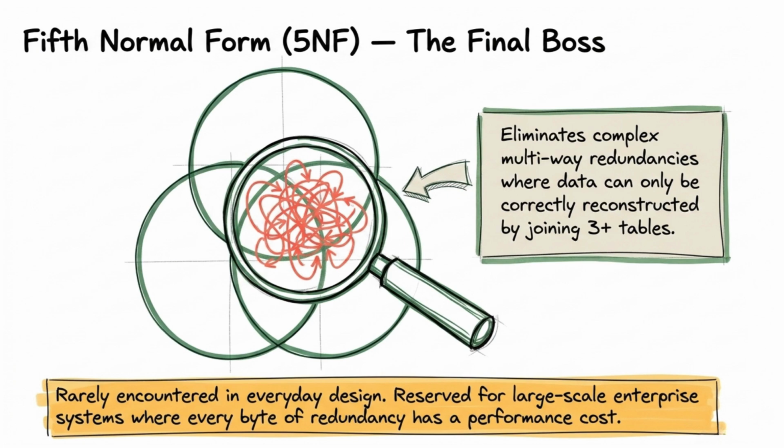Fifth normal form, 5NF, the final boss. 5NF eliminates the deepest level of redundancy, complex multi-way relationships where data can only be correctly reconstructed by joining 3 or more tables. It is rarely encountered in everyday design. It's reserved for large-scale enterprise systems where every byte of redundancy has a real performance cost.